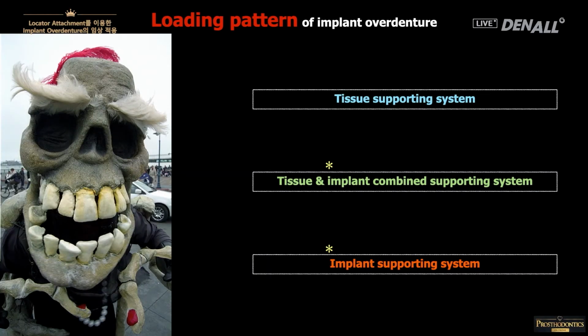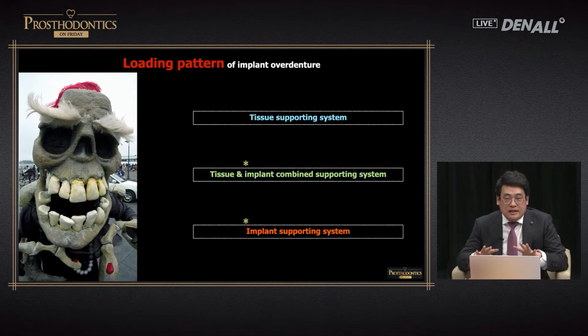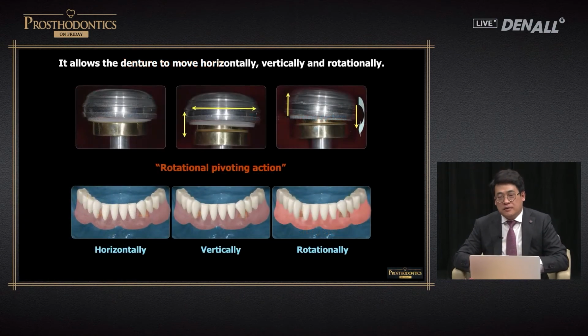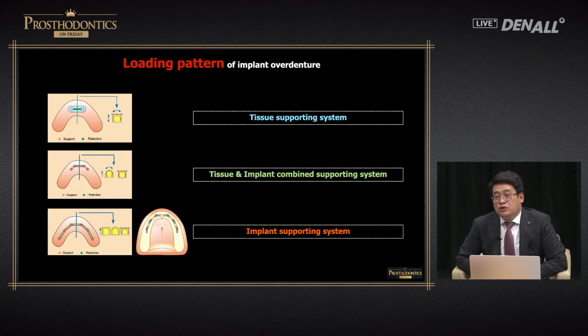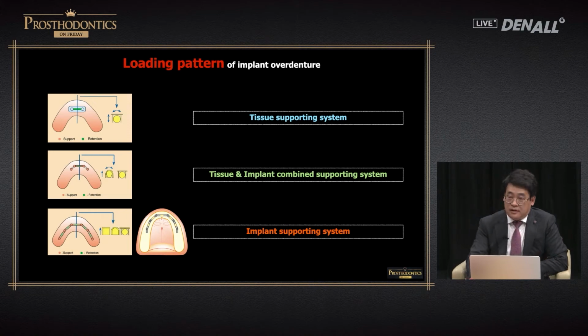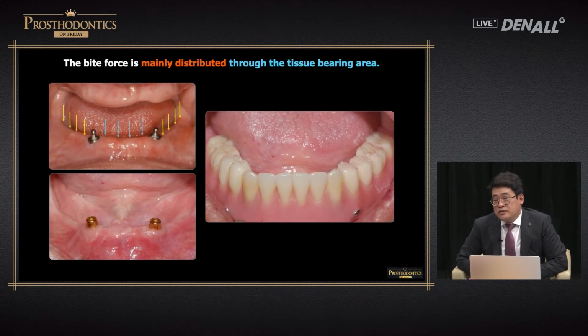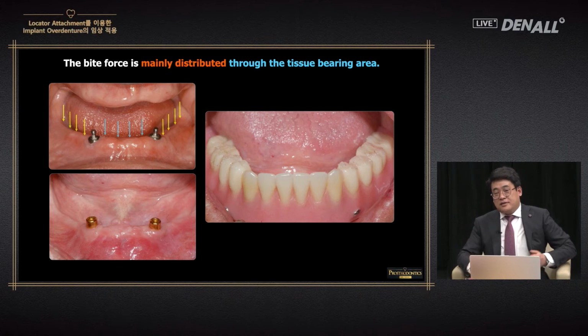I'll now say implant instead of fixture. Thank you. In the case of tissue-supported system, when it functions within the mouth, the attachment needs to be able to move. Vertical, horizontal, and rotational movement should be allowed. In the case of Locator, it allows for all those movements, and therefore, it should be used for tissue-supported systems. In general, when you place the 2 implants, the masticatory force is borne by the tissue. This is the final slide.